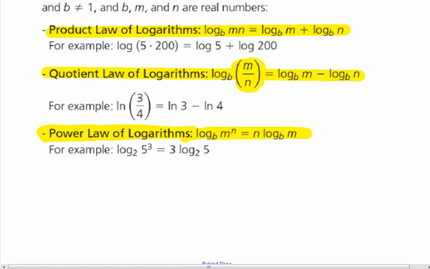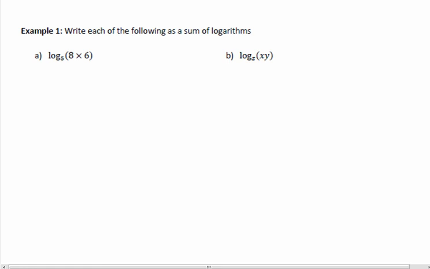And then last is the power law. If there's an exponent inside, it goes down to the front. So it would be equal to n times the log base b of m. For example, log base 2 of 5 cubed is equivalent to, bringing the 3 down, 3 log base 2 of 5. Okay, so those are the 3 rules we're going to practice. So let's actually practice them.